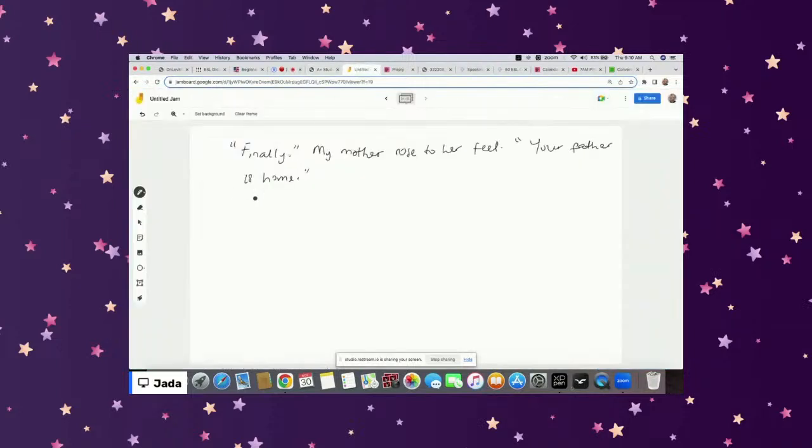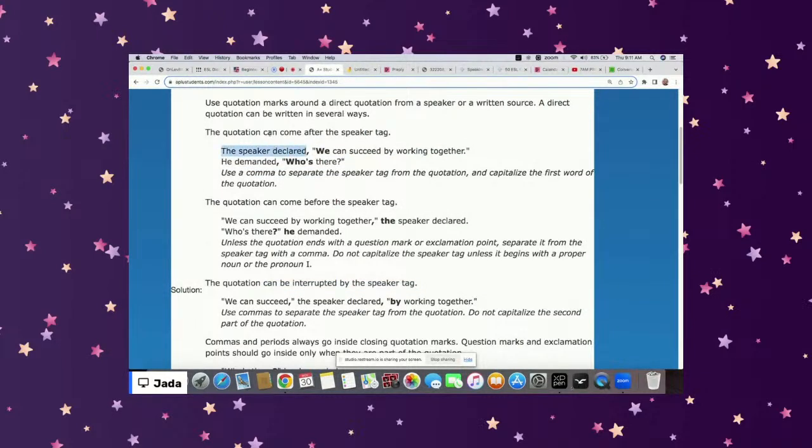Then we can also have this one. She said, okay. So now this one first is the speaker's tag. Okay. Then you go like this. "People." Okay, so now this one is just like the first one we had here, whereby the speaker declared first. So the quotation comes after the speaker tag. Okay.